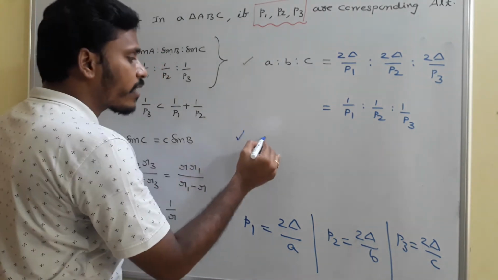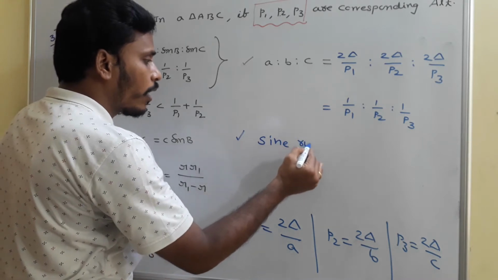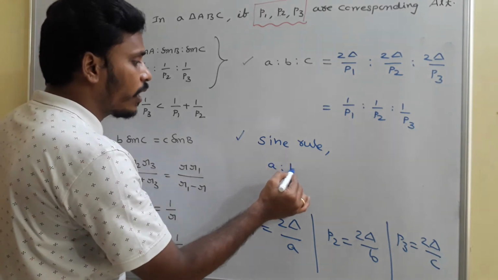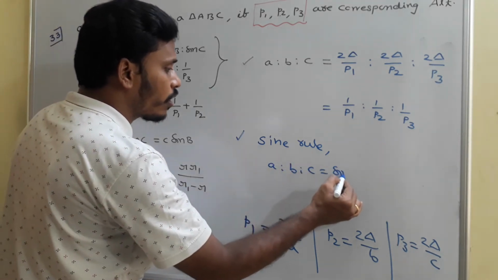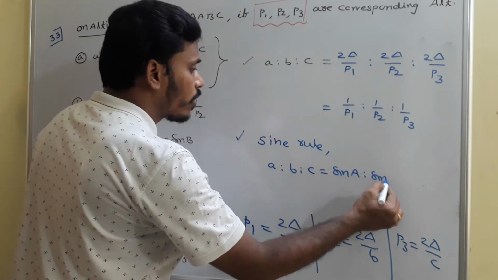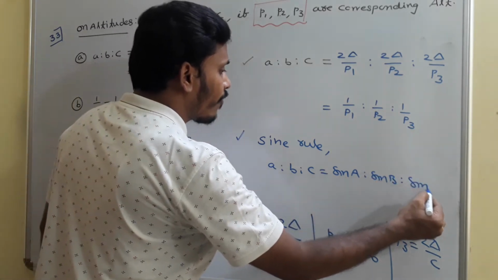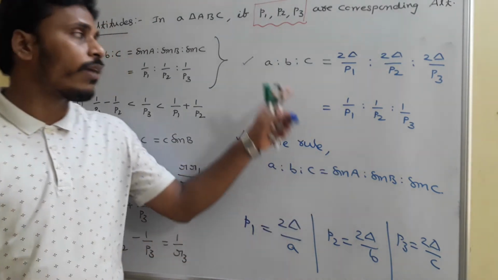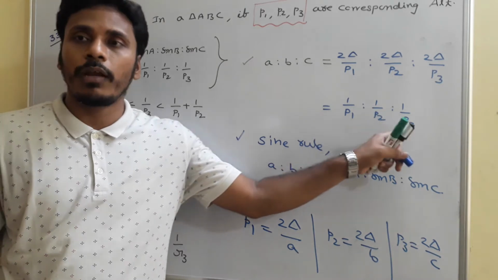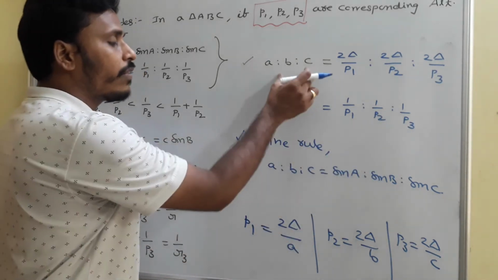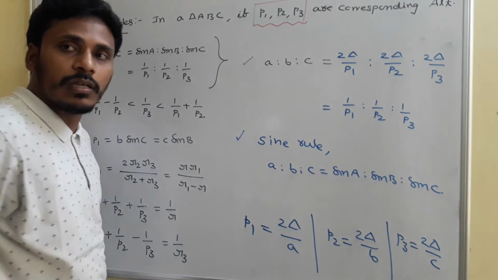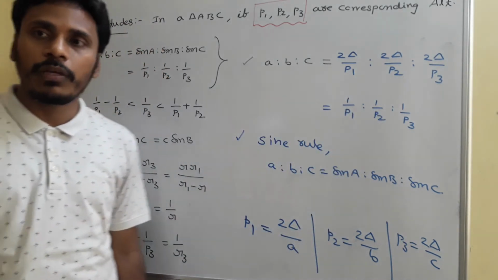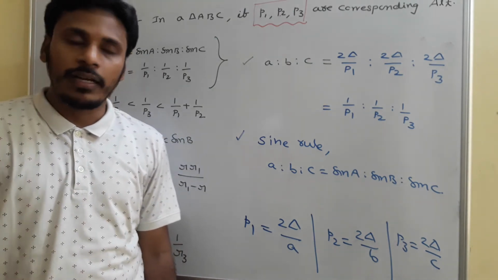And already we have the sine rule, right? And what is the sine rule? A by sin A is equal to B by sin B is equal to C by sin C. From this it is very clear that A is to B is to C is equal to sin A is to sin B is to sin C. We already mentioned it many times and used it also. Now we also have that the ABC ratio is 1 by P1, 1 by P2, 1 by P3. At the end, if you combine these two, the ratio between A, B, C is equal to the ratio between sin A, sin B, sin C, which is equal to the ratio between 1 by P1, 1 by P2, 1 by P3. Right, and that's the first thing.